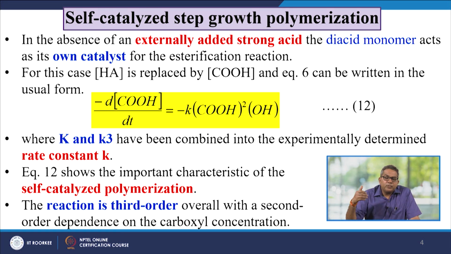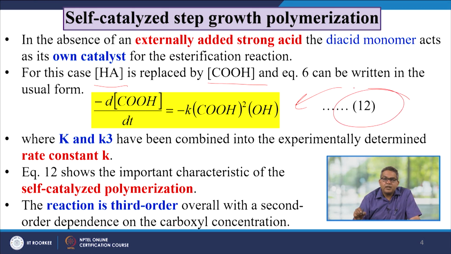Now, you have to be in sync with the previous lecture because some of the equations were discussed there. In the absence of externally added strong acid, the diacid monomer acts as its own catalyst for the esterification reaction. For this case, HA is replaced by COOH, and equation 6, which you recall from the previous segment, can be rewritten as minus d[COOH]/dt equals minus k[COOH]^2[OH]. This can be represented as equation number 12.